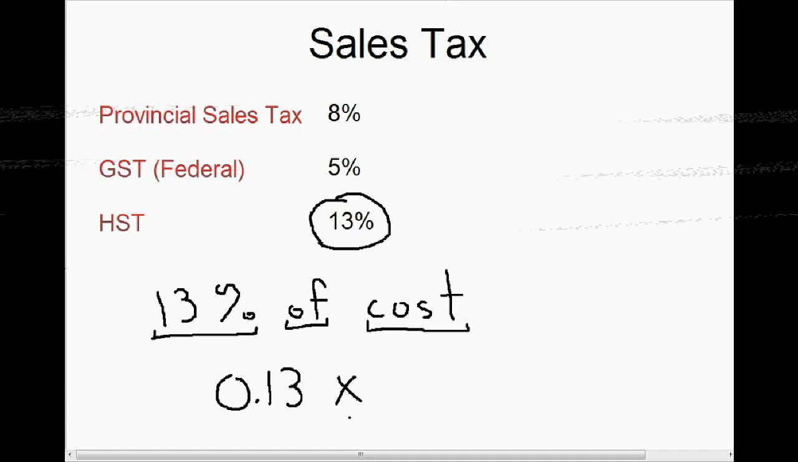And as we talked about in the algebra videos, when we're multiplying a number times a variable, we usually just put the letter next to the number, like this. This means 0.13 times x. And so that's how we calculate tax on an item, on a good or a service that we purchase. We multiply 0.13 times the cost of that purchase.